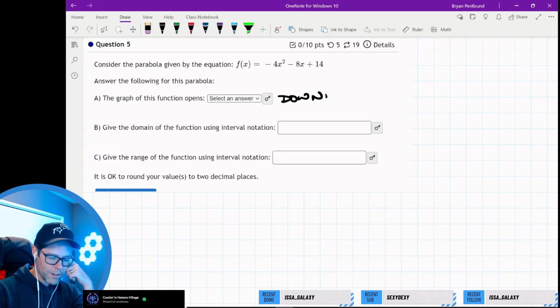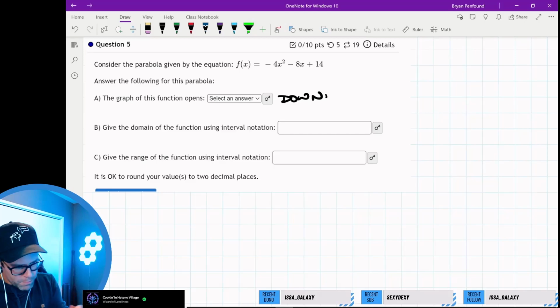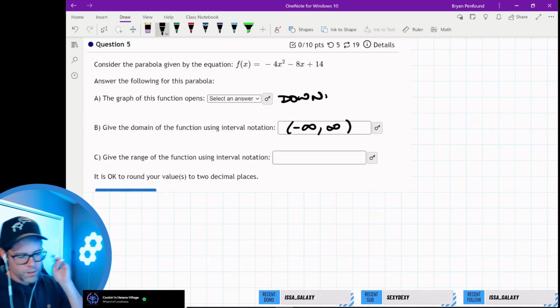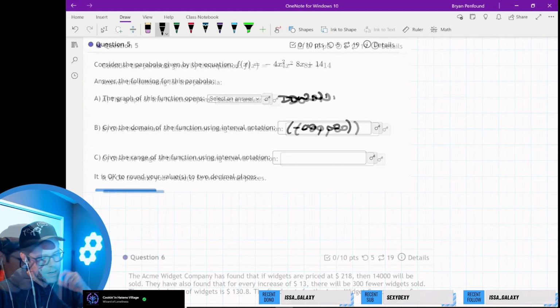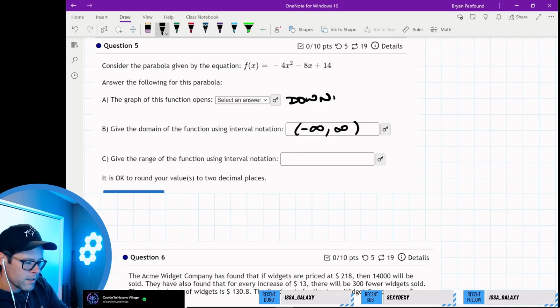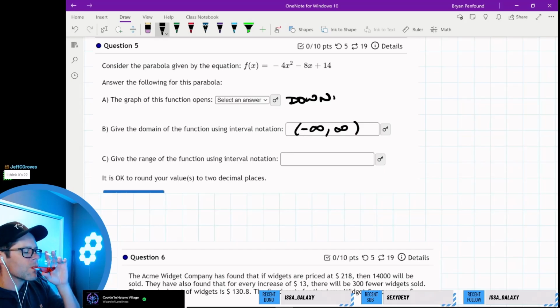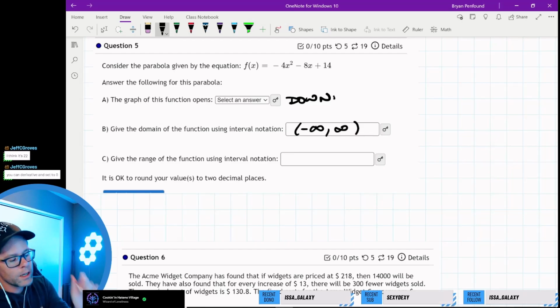Give the domain of the function using interval notation. Yeah, a parabola, I agree, is typically defined for all real numbers, so that should be fine. Give the range of the function. So is there an easy way to see that, well, obviously 0 doesn't maximize because we have this middle term of negative 8x. But is there an easy way to get at the maximum without having to complete the square? I don't particularly want to complete the square.